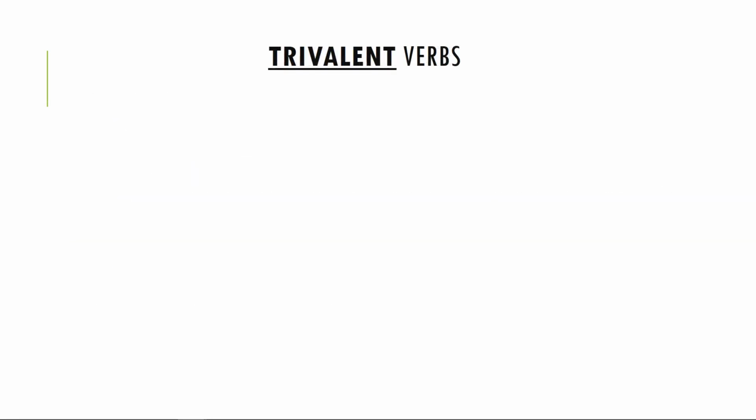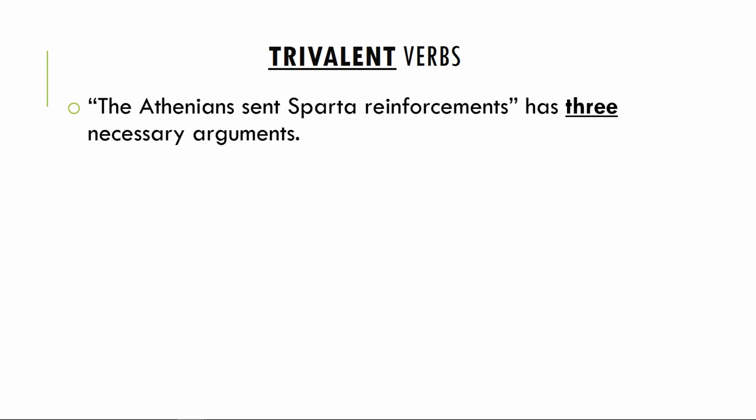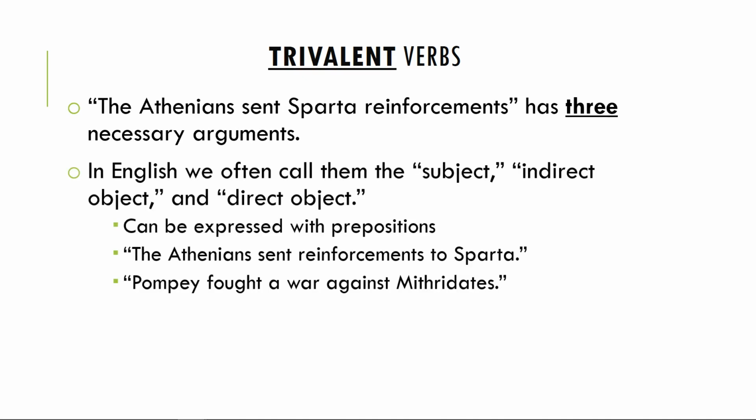Finally, you can have trivalent verbs. The most typical structure is the Athenians sent Sparta reinforcements. We have a subject, we have a direct object, we have an indirect object. So we would label them as subject and object and object. We don't, in dependency grammar, separate the two kinds of objects.